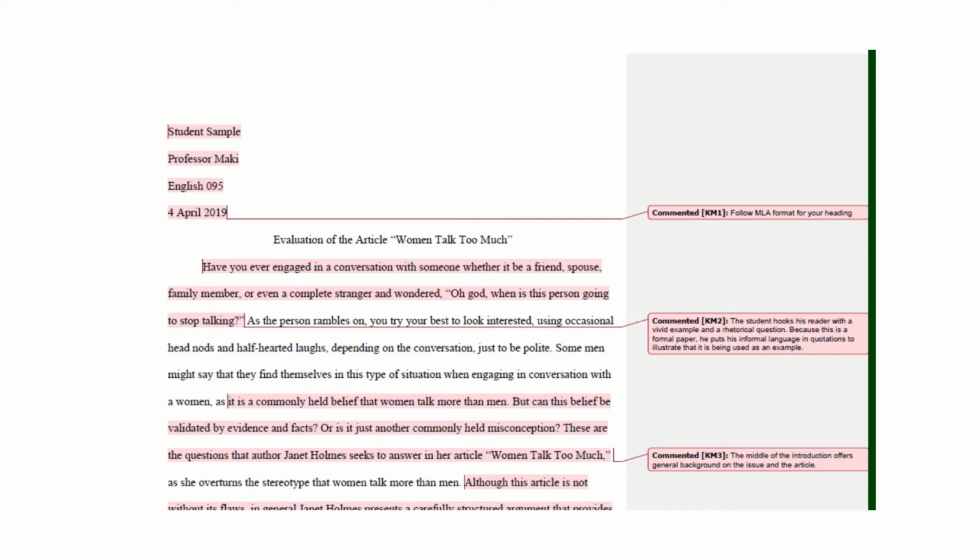I wanted to give you an overview of what your third paper should look like. This is the evaluation essay. As you noticed, if you've looked at the student sample, the evaluation is of a different article.